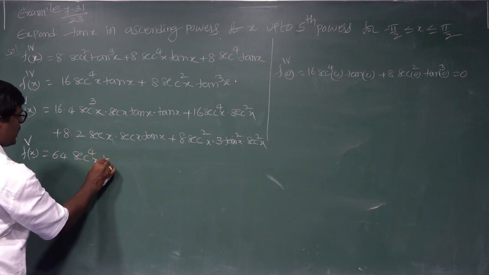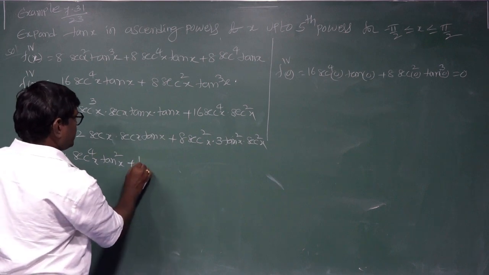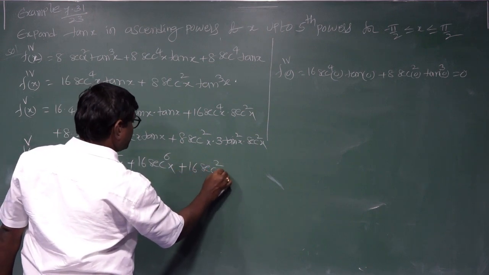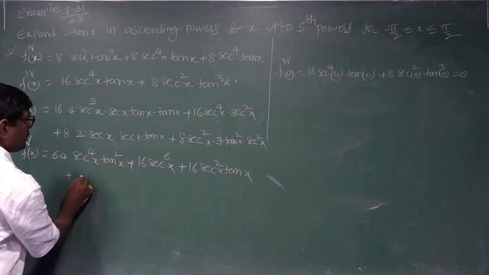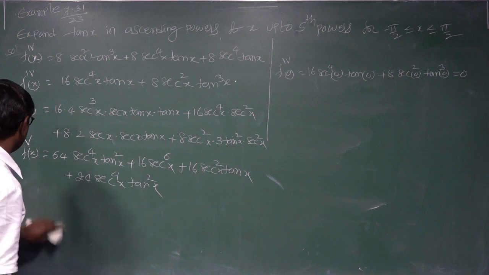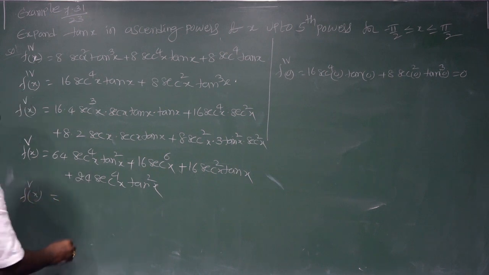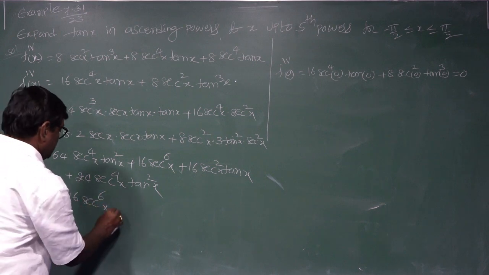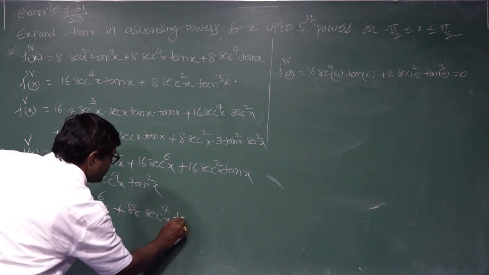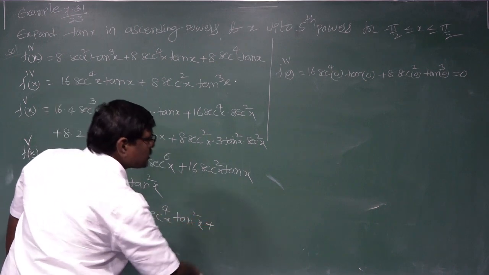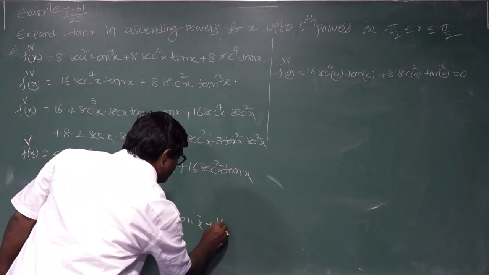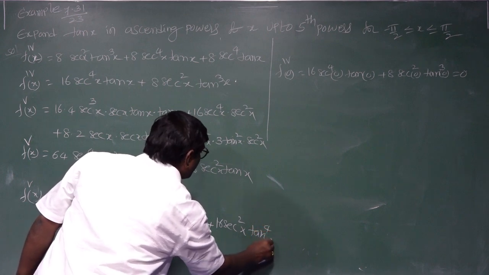So the fifth derivative f^(5)(x) equals 64 secant^4 x into tan square x plus 16 into secant^6 x plus 16 into secant square x into tan x plus 24 secant square x into tan square x. So f^(5)(x) equals 16 secant^6 x plus 88 secant^4 x into tan square x plus 16 into secant square x into tan square x.